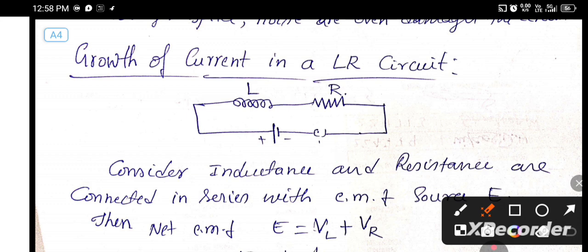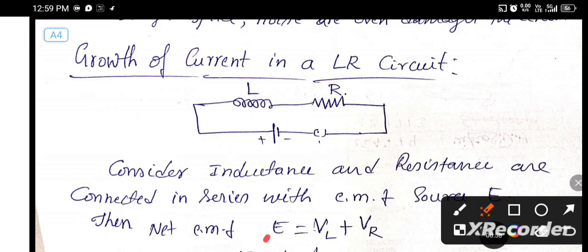When we connect this battery, voltage flows through the inductance and voltage through the resistance. So the supplied voltage is equal to the sum of the voltage through the inductance and the voltage through the resistance. Then the net EMF is given by E equal to V, the voltage across L, plus the voltage across resistance R.